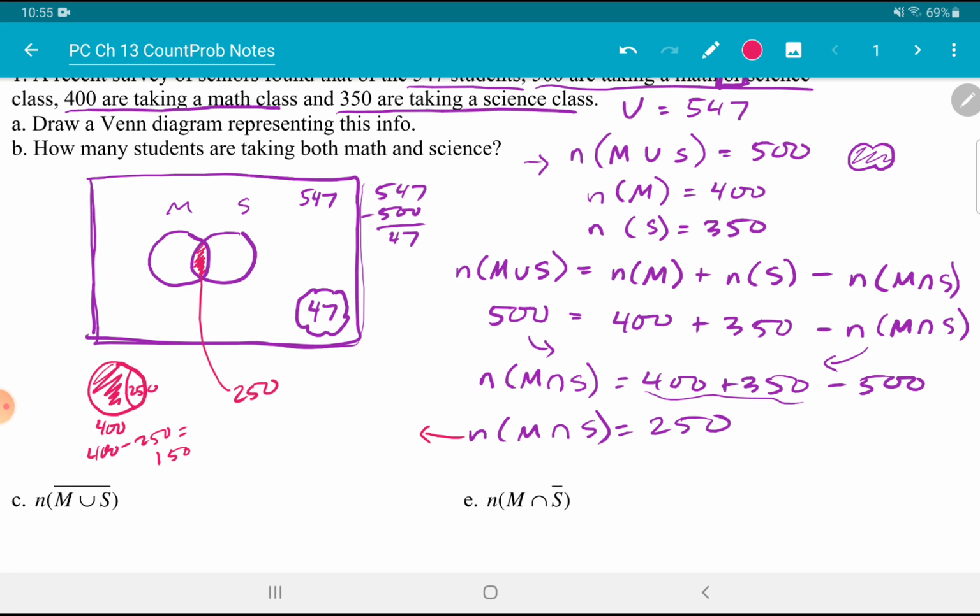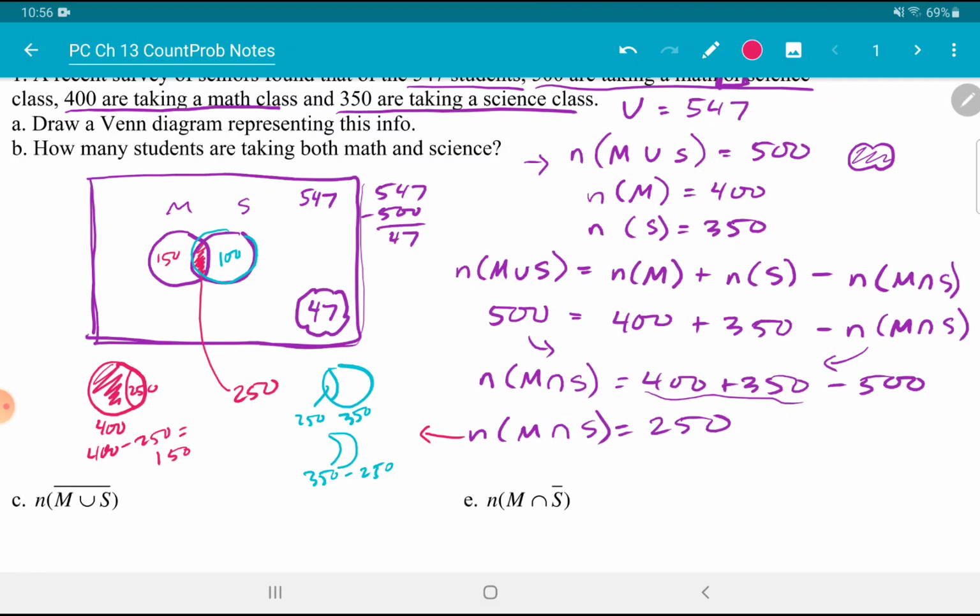Okay? And then we can do the same thing with the science people. So if we take into consideration, here we have just the science people, and we want to take out that 250. We know the number of students taking science is 350 overall. So this little piece here is going to be 350 minus 250, and that'll give us 100 people. Okay, so in here we have 100 people. In the other crescent, we have 150 people.